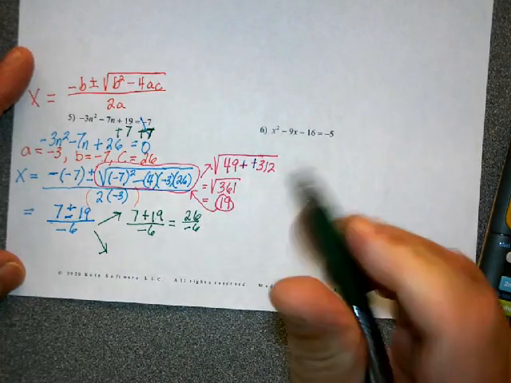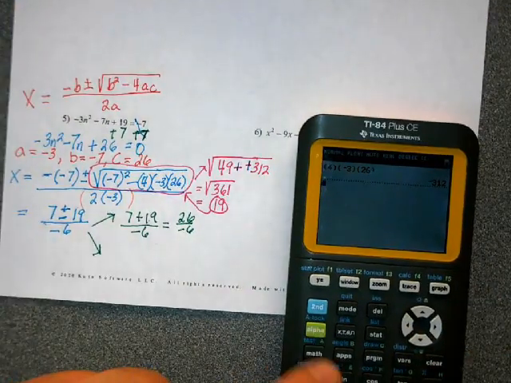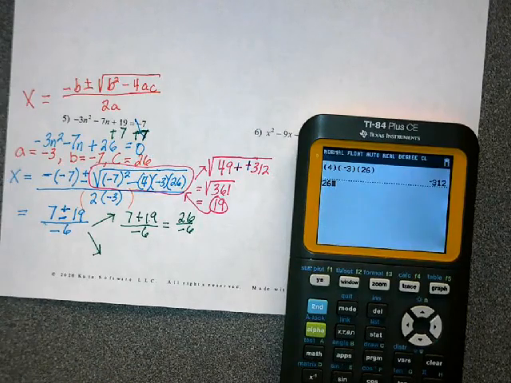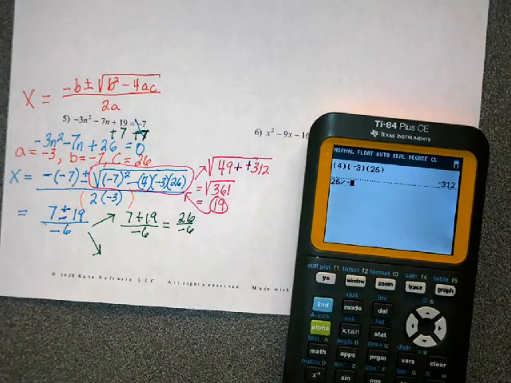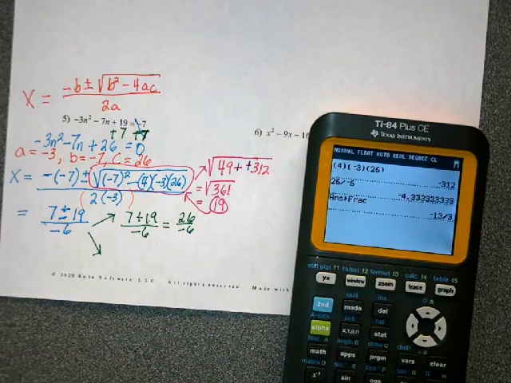Now this can be reduced, and if you want to use your calculators, by all means, go ahead. 26 divided by negative 6. Hit enter. Got a decimal, so hit math, enter, enter. I get negative 13/3.